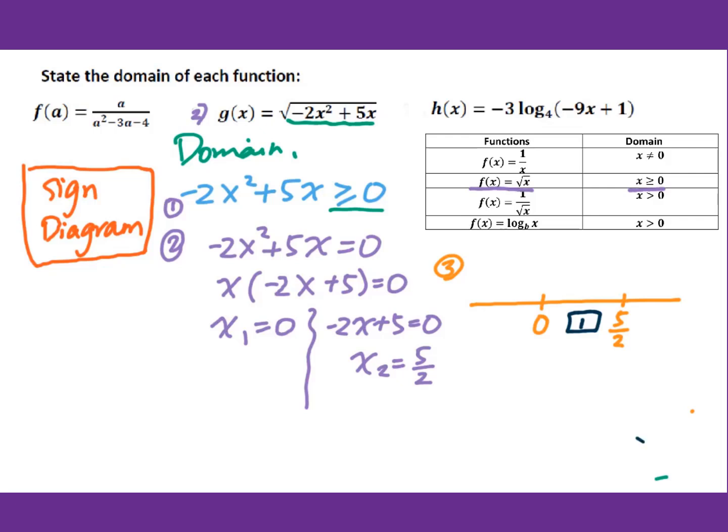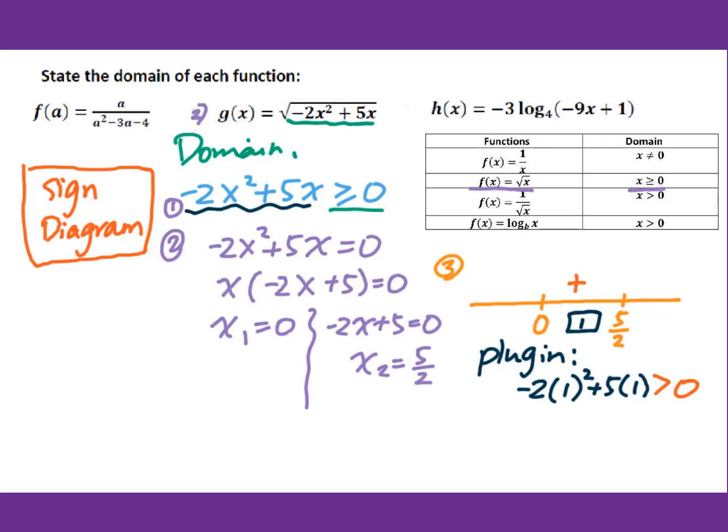This is 1. I will plug it into this function. So we get negative 2 times 1 squared plus 5 times 1. You will get 3. That is greater than 0. So I write down greater than 0, which means the interval including 1 will be positive. For a quadratic function, as long as you have two solutions, the neighbor intervals are opposite. In other words, this interval is negative and this interval is negative, because neighbor intervals are opposite to each other.